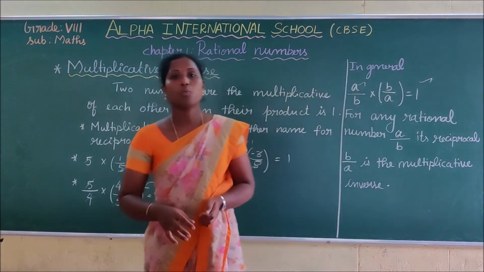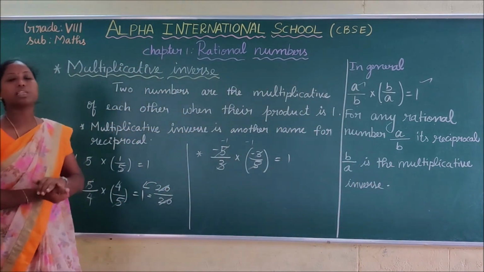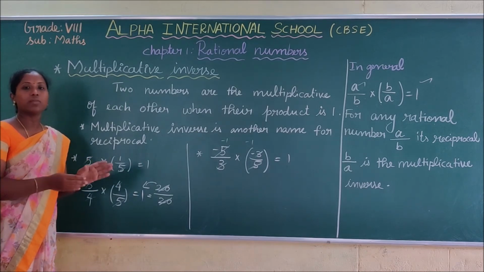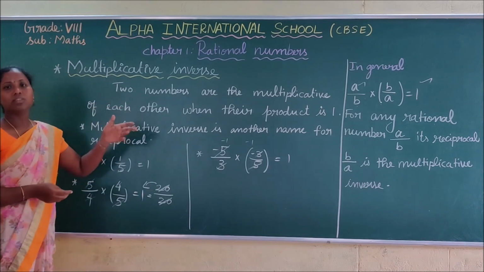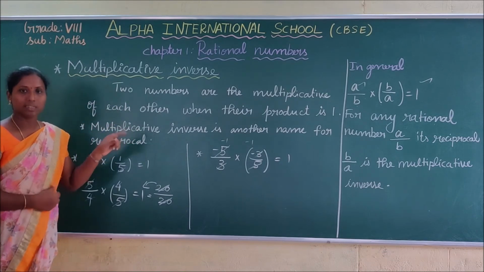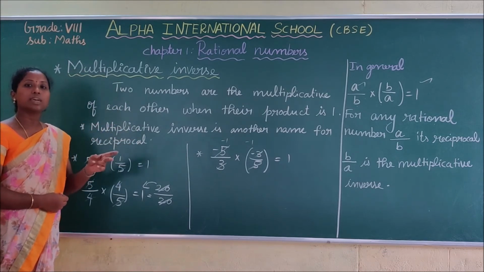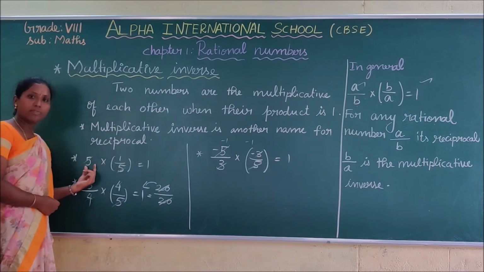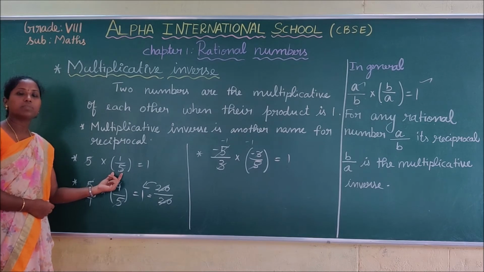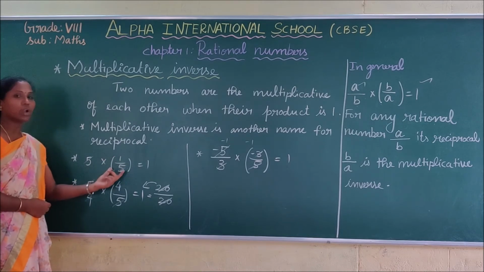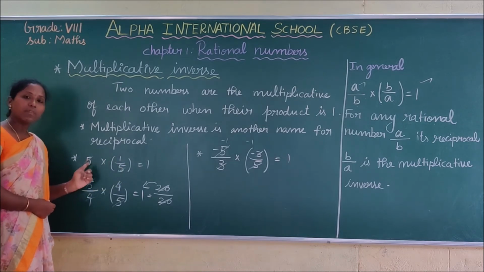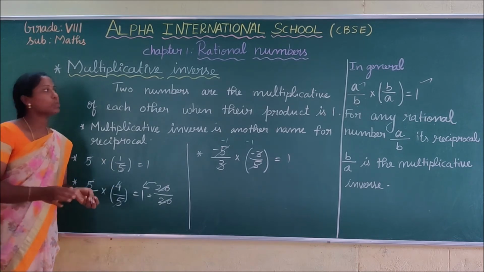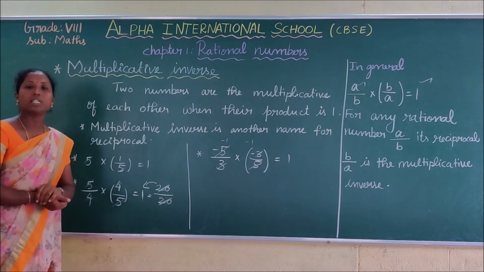So now we are clear about what is multiplicative inverse. Multiplicative inverse is nothing but, if you are taking any two numbers and multiplying them, if the product is 1, then they are inverses of each other. For 1 by 5, I can say 5 is the multiplicative inverse of 1 by 5. So now we are clear about what is additive inverse and what is multiplicative inverse.